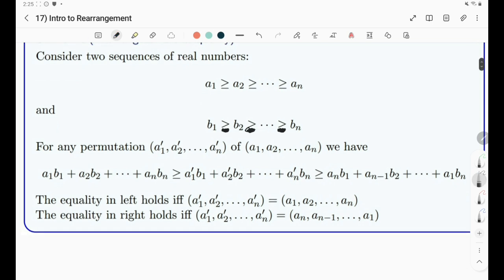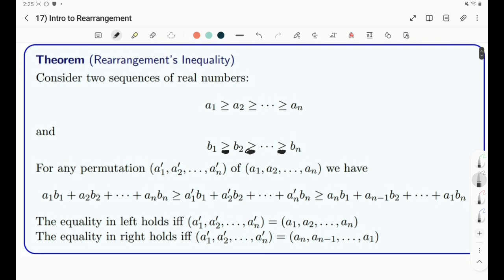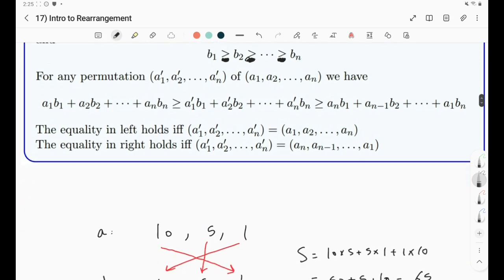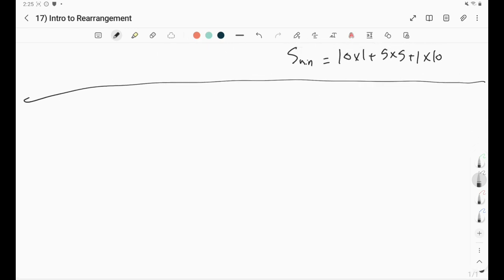Okay, now the question is, when does the equality hold? Okay, first of all, let's actually prove the rearrangement. Generally speaking, we saw that it really makes sense, but it's always a good idea to prove inequalities, especially when you're discussing it for the first time or studying it.